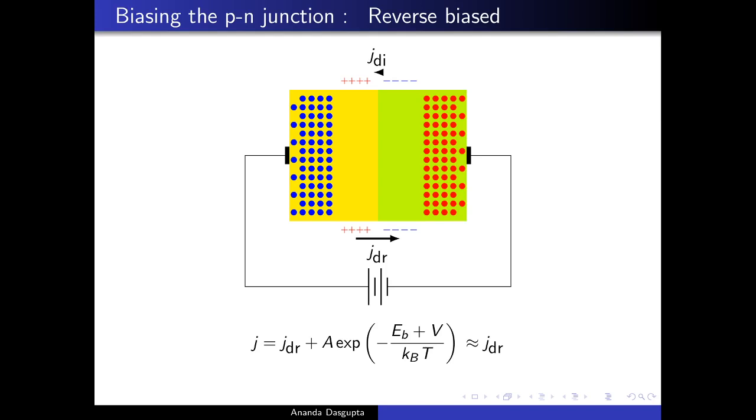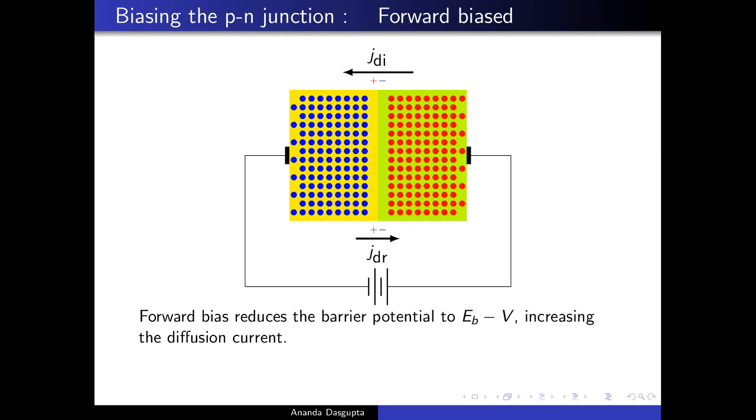But now let us look at what happens if you were to reverse the battery, or rather forward the battery, so to speak. That is, you connect the battery so that the positive end of the battery is connected to the P side and the negative end to the N side. Now you are actually opposing the barrier potential. EB falls to EB minus V, where V is the battery potential, and that makes the depletion region shrink, the barrier potential go down, and the diffusion current increases exponentially. Once again, this does not affect the drift current too much. The diffusion current increases exponentially as a result.